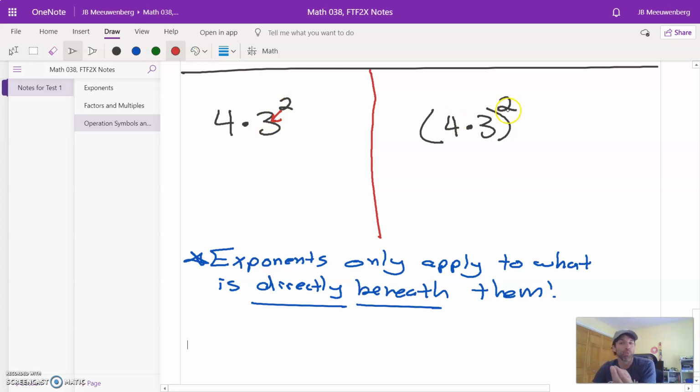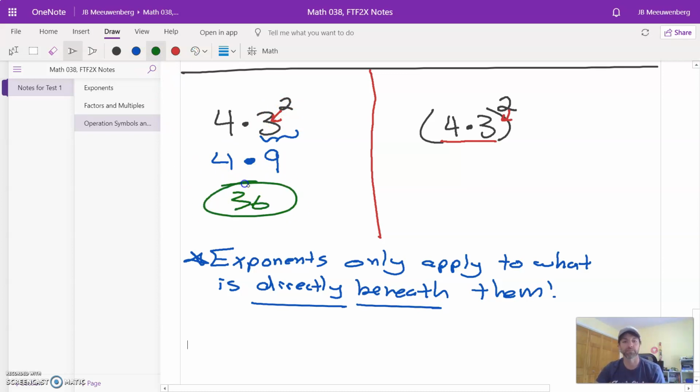In this problem, what's directly beneath the exponent? It's the parenthesis. So we're going to apply this exponent not to the 3, but to the whole result of the parenthesis. In this one, we do the exponent first. In this one, we do the grouping symbol first. So the first one looks like 4 times 9. All right, 3 squared, we say 3 to the second power. 3 times 3 is 9, and 4 times 9 is equal to 36.